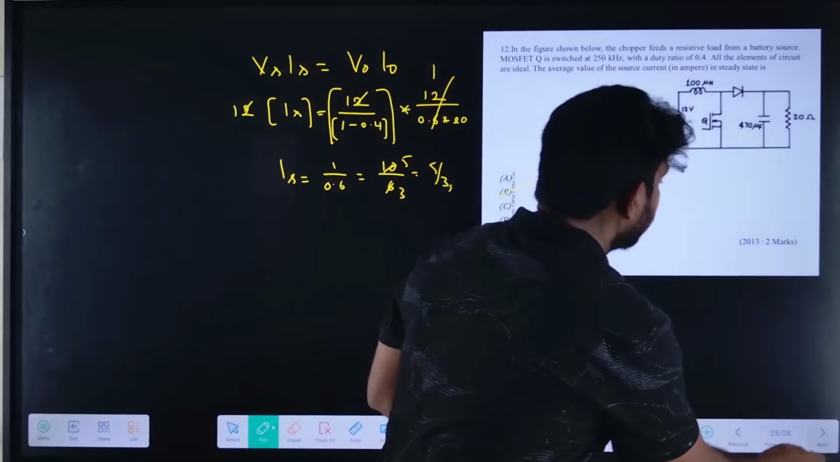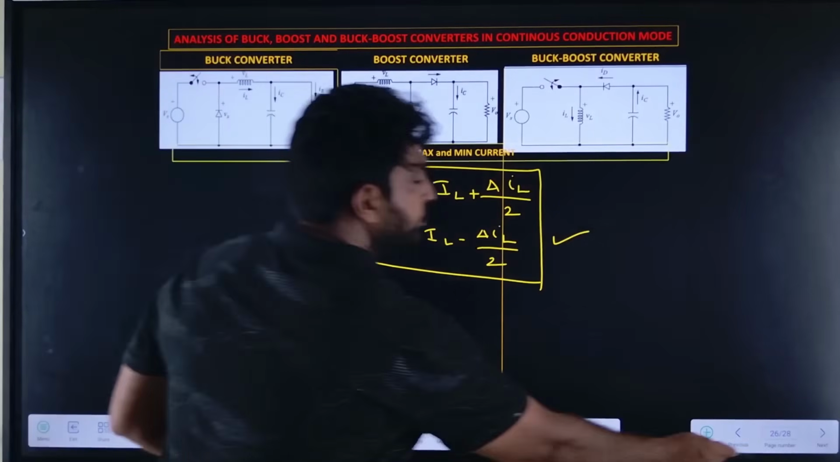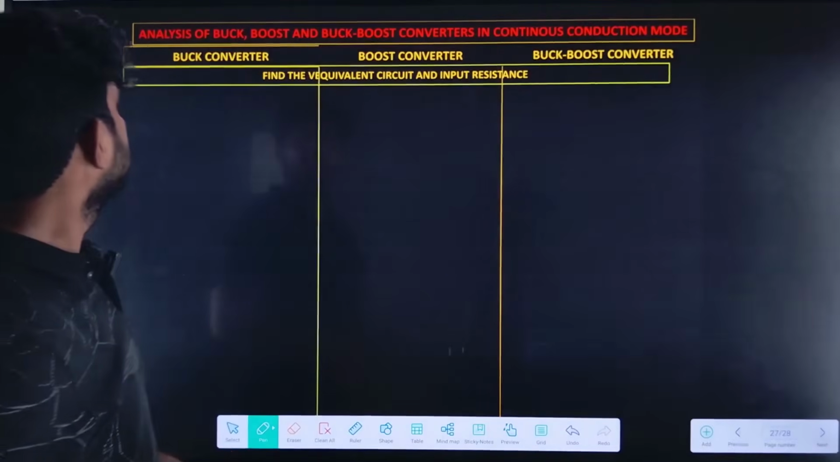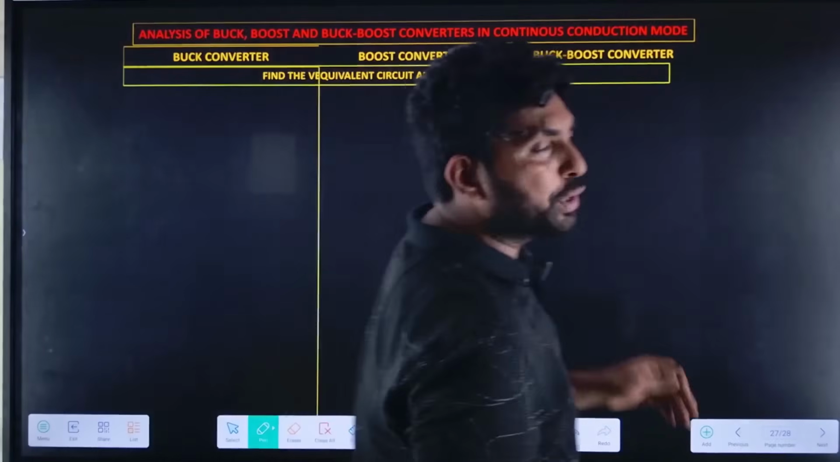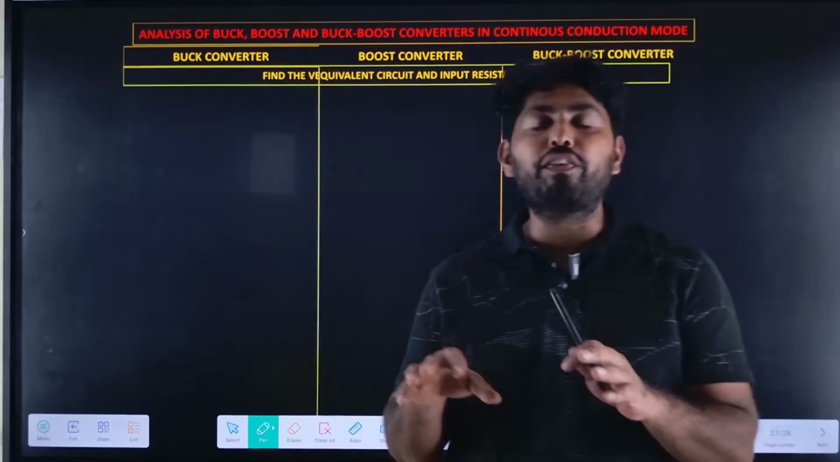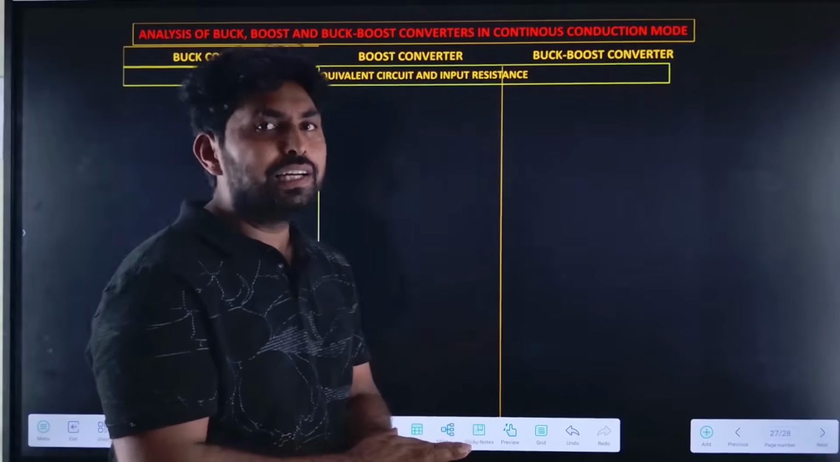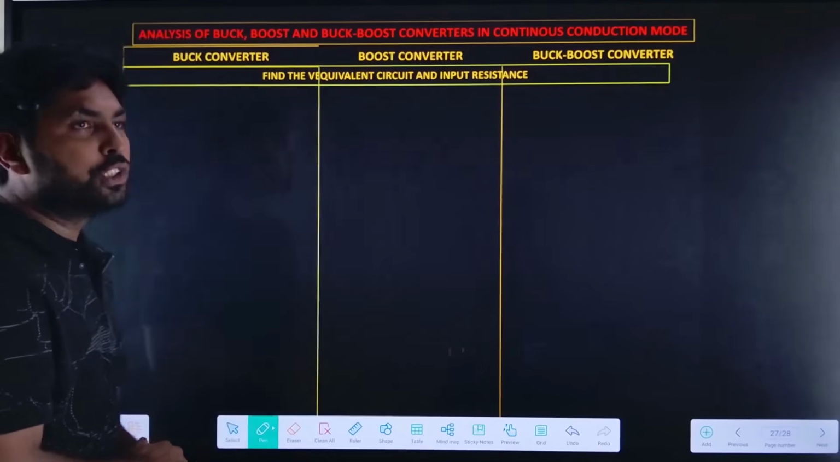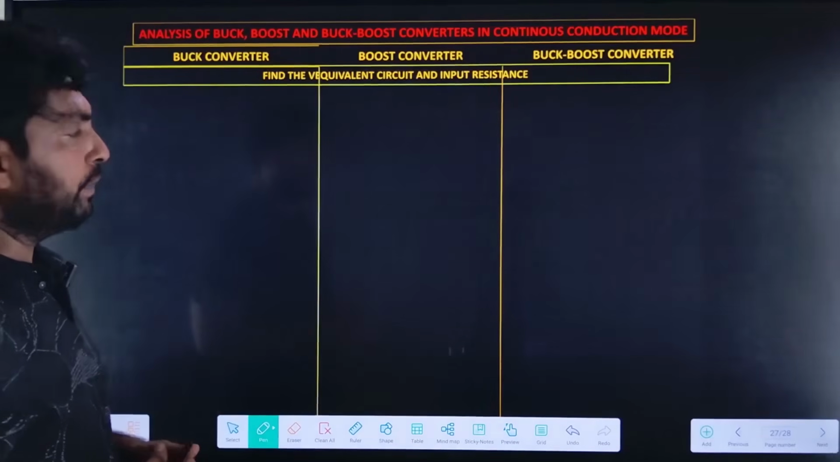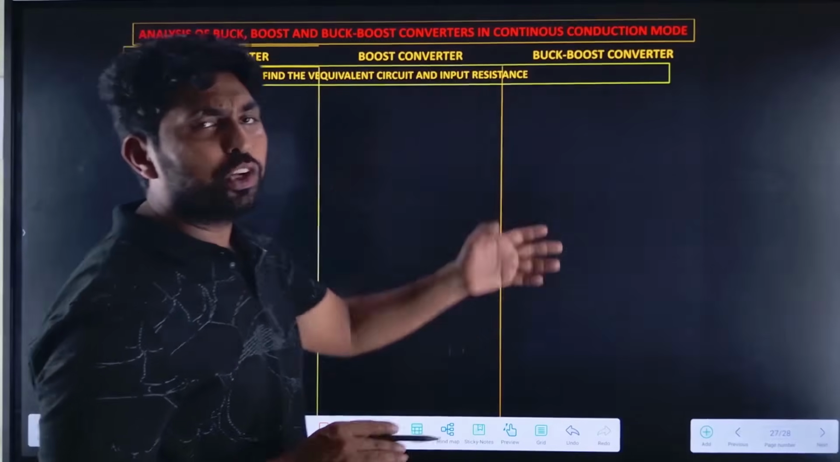Now let us solve the next question. Okay. Now let us find the input resistance. So how can we find the input resistance? This concept is somewhat different. So try to learn the concept so you can find the input resistance very easily, whatever may be the converter.